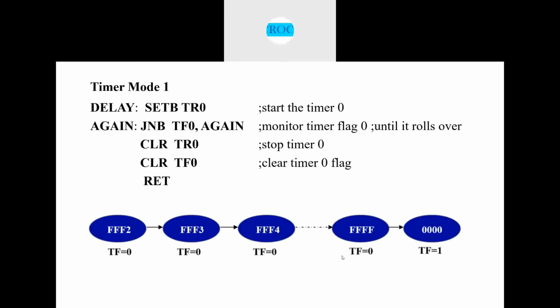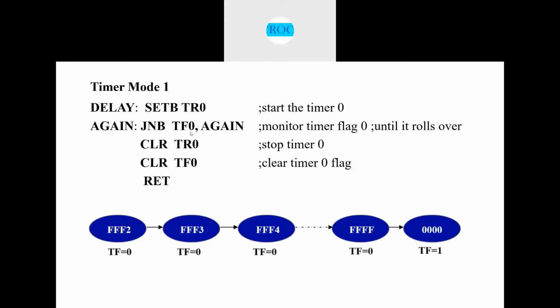And whenever it is FFFF, what will happen? It will reset to 00. That register, timer 0, will be reset to 00. At that time it will set the overflow flag to 1. It keeps on checking whether that flag is 0 or not. As the count for timer 0 increases and it reaches the maximum value FF, it will reset to 00 and set the overflow flag to 1.